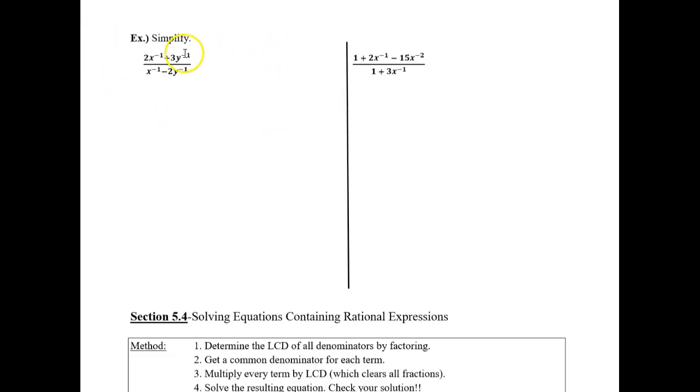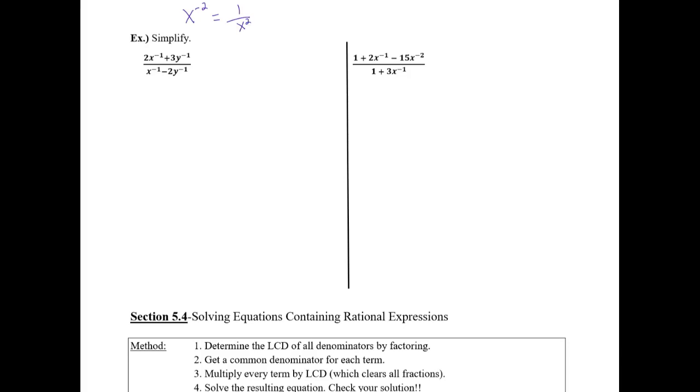There's one last type of complex fraction that we haven't talked about. Now when I look at this example, it doesn't look complex. It just looks like there's negative exponents. But remember what a negative exponent does. If I have x to the negative second power, a negative exponent takes the reciprocal.